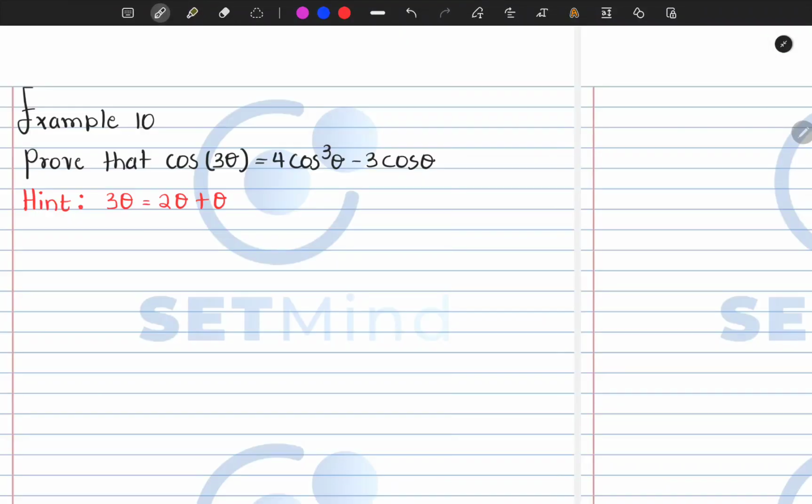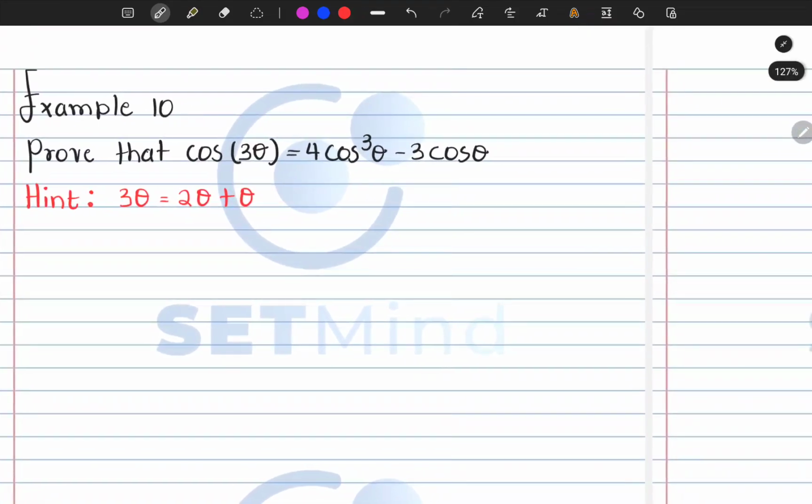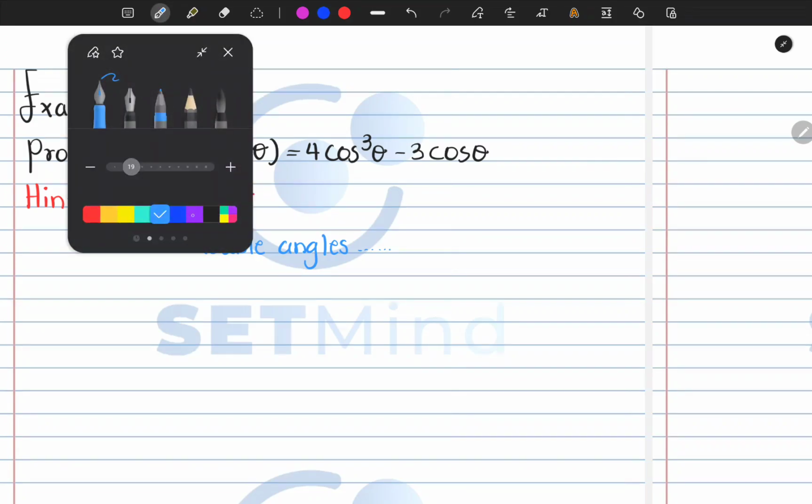Okay, so let's have a look at example 10. So for example 10, we are required to prove that cos of 3 theta equals what you can see. And as a hint, we are told that our 3 theta is 2 theta plus theta. And the reason why we are given this hint is that we are used to double angles and single angles. So 3 looks better and we can better work with it when we express it in terms of angles we are used to, which in this case it's a double and a single angle.